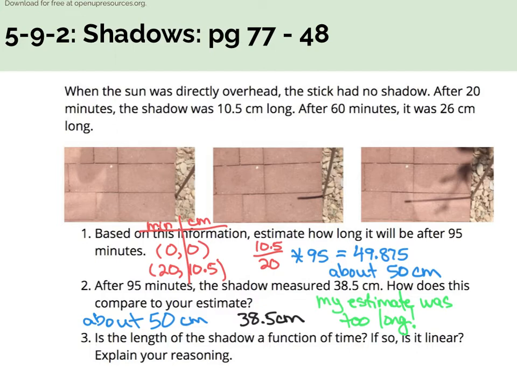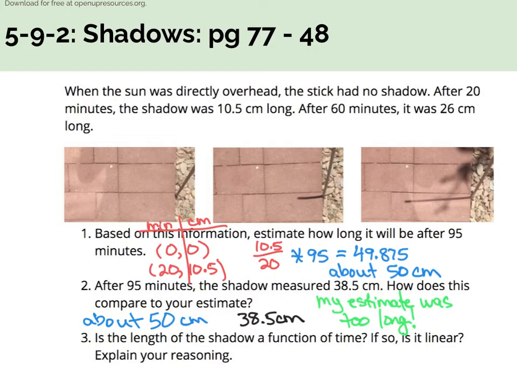So let's kind of look at it. Every single time that we have a number, we have a length, right? And so at 20 minutes, we have 10.5 centimeters. And they said at 95 minutes, they have 38.5 centimeters. So is the length a function of time? That answer is yes. Because for one input, for a measurement of minutes, we're going to have one output, as far as how long the shadow is going to be.